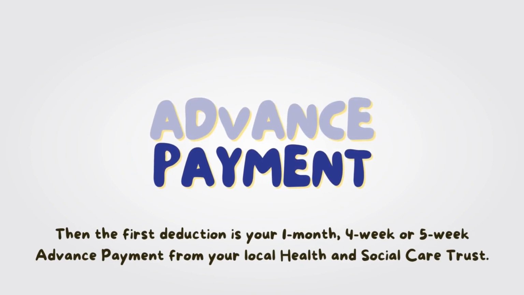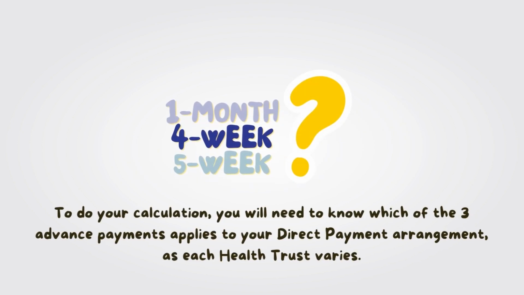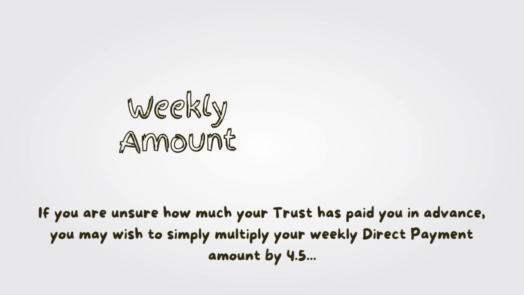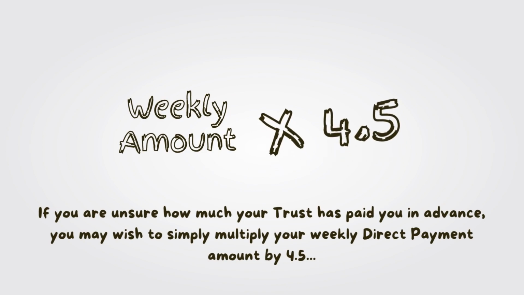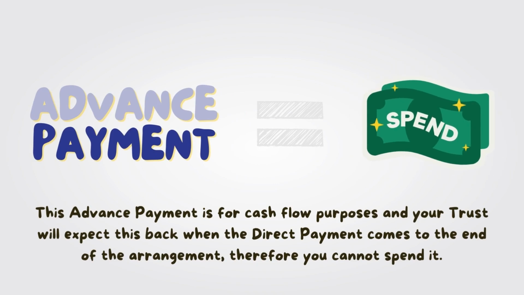Then, the first deduction is your 1 month, 4-week or 5-week advance payment from your local health and social care trust. To do your calculation, you will need to know which of the 3 advance payments applies to your direct payment arrangement, as each health trust varies. If you're unsure how much your trust has paid you in advance, you may wish to simply multiply your weekly direct payment amount by 4.5. The advance payment is for cash flow purposes and your trust will expect this back when the direct payment comes to the end of the arrangement. Therefore, you cannot spend it.